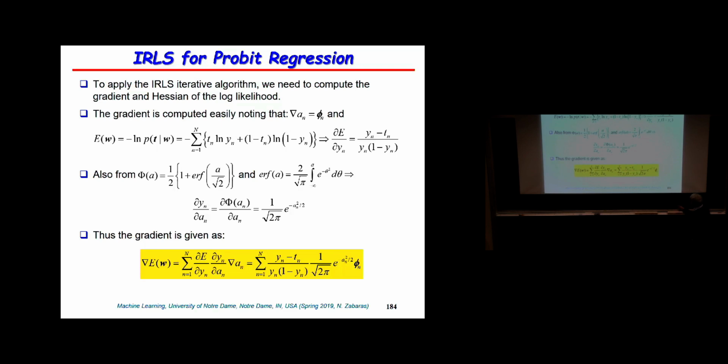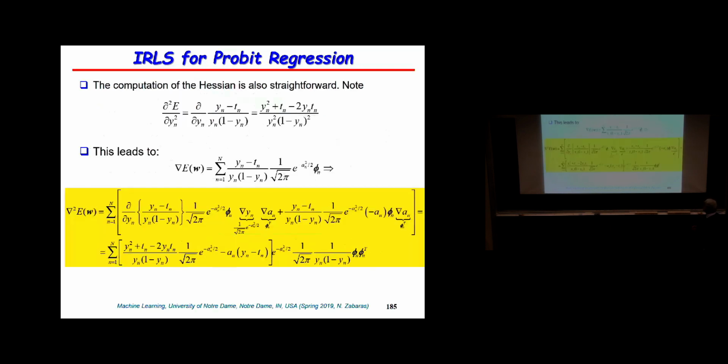So that's what you see here. And then we have to take the derivative of AN with respect to W, and what is that? It's phi n. All right? So the gradient of the loss function here with respect to AN is easy to calculate. And obviously, we're going to have to take one more derivative to find the Hessian, so we can do the Newton method, this iterative reweighted least squares technique.